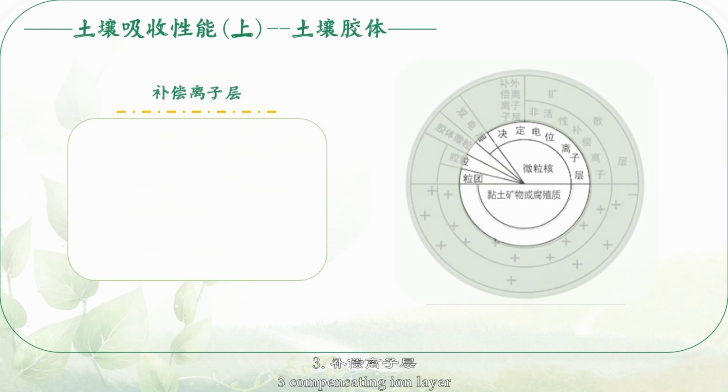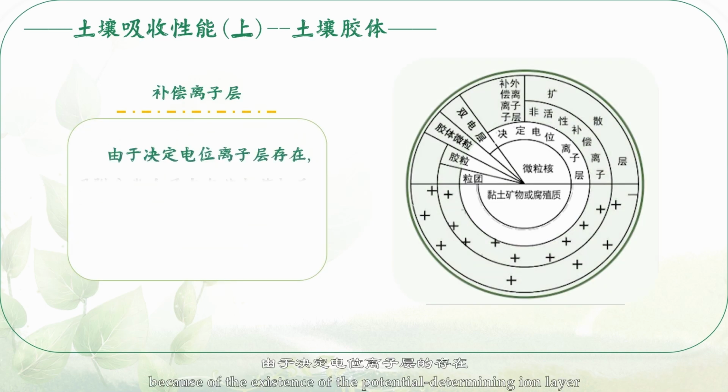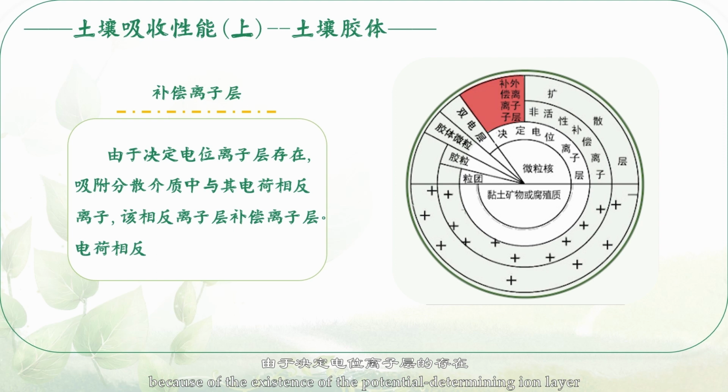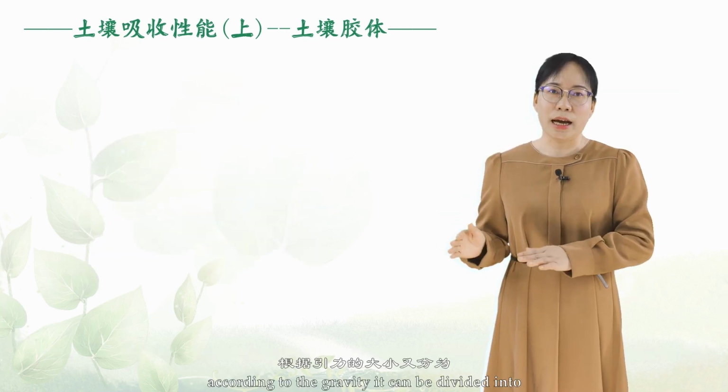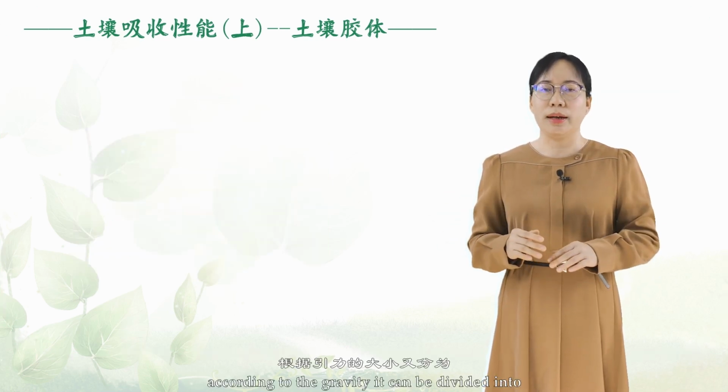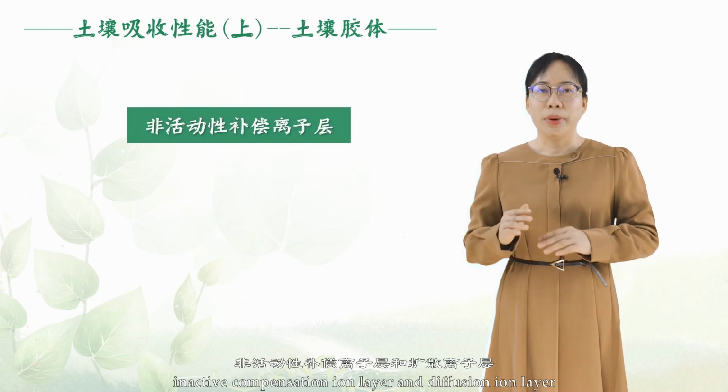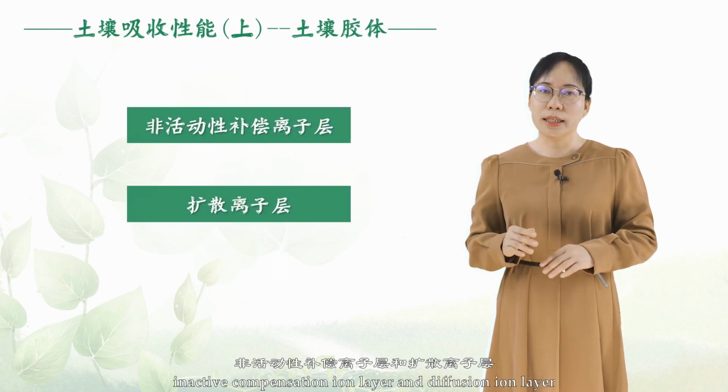3. Compensation ion layer. Because of the existence of the potential determining ion layer, it absorbs the ions with opposite charge in the dispersion medium, and the opposite ion layer is called the compensation ion layer. According to the gravity, it can be divided into the inactive compensation ion layer and the diffusion ion layer.